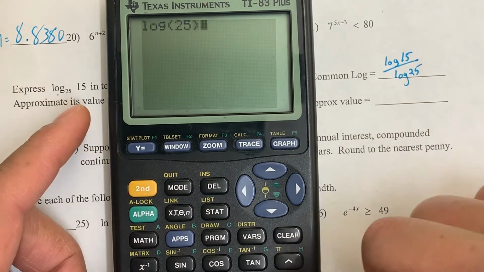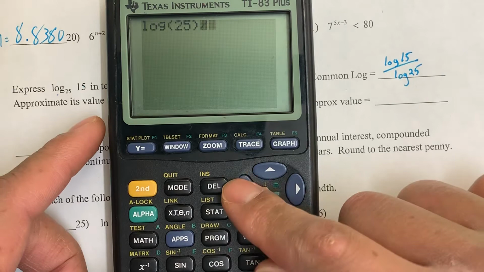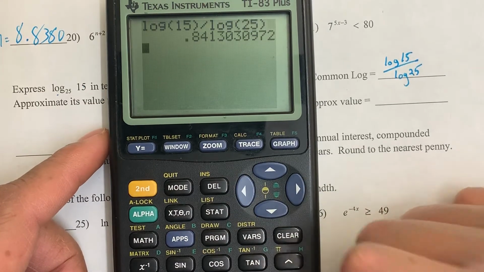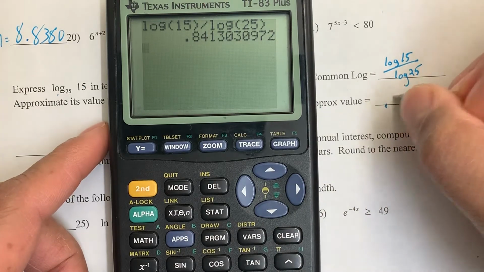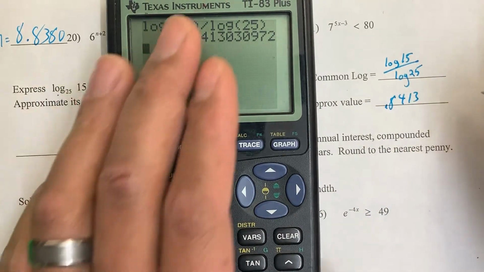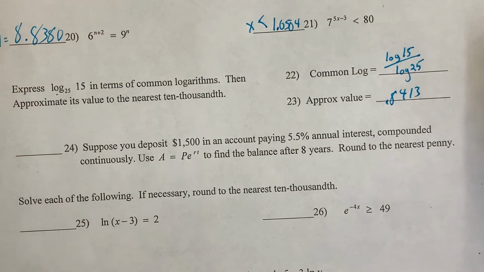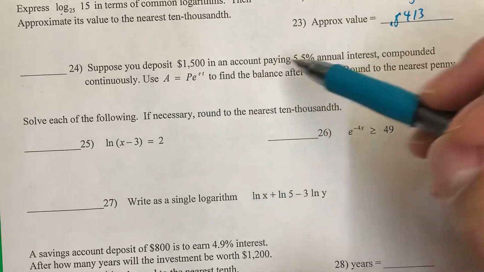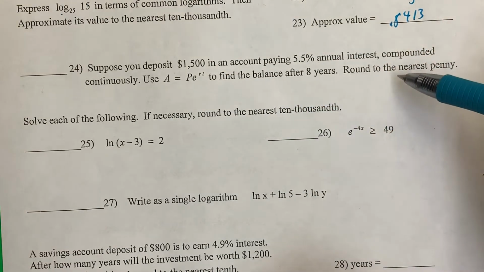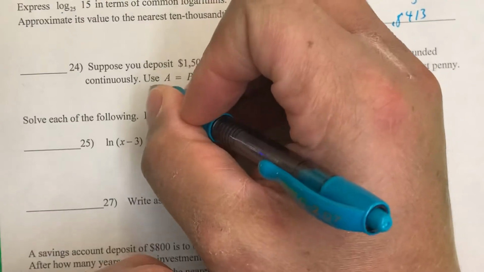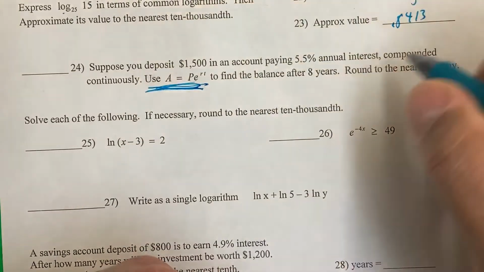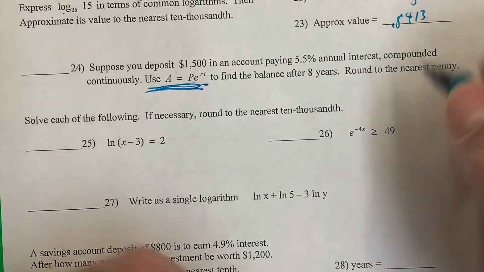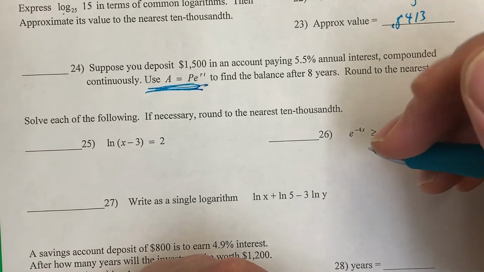Log of 15 divided by log 25. There it is, 0.8413. Okay, don't make this harder than it needs to be. Same thing with the next one, right? Suppose you deposit $1,500 in an account, 5.5% annual interest, compounded continuously. It even says use this formula, find the balance after 8 years, round to the nearest penny, 2 decimal points, okay? They give you the equation, just plug the stuff in.